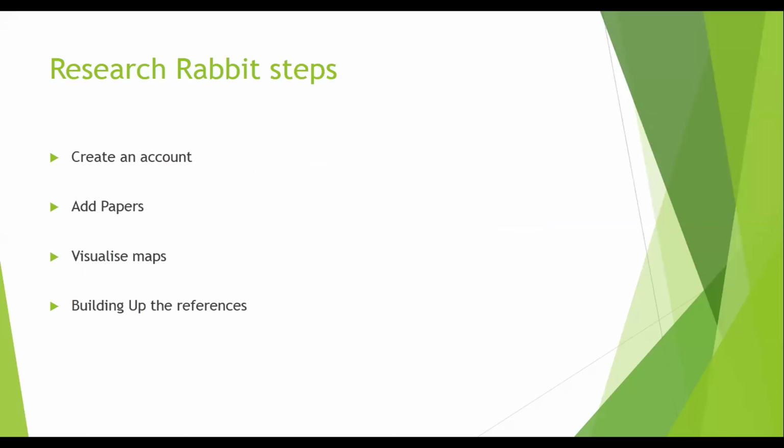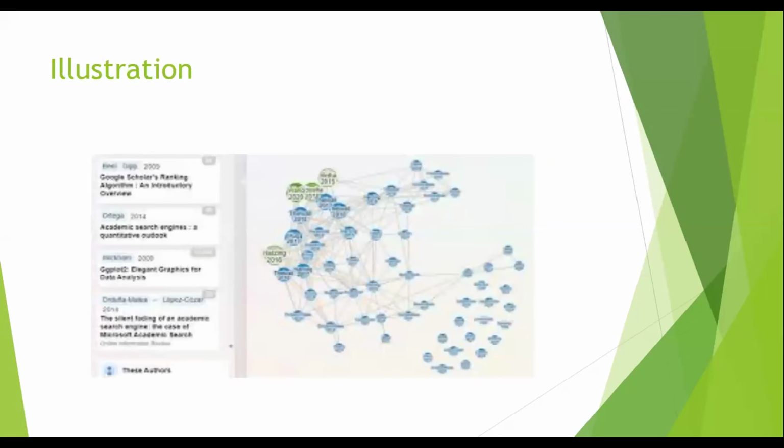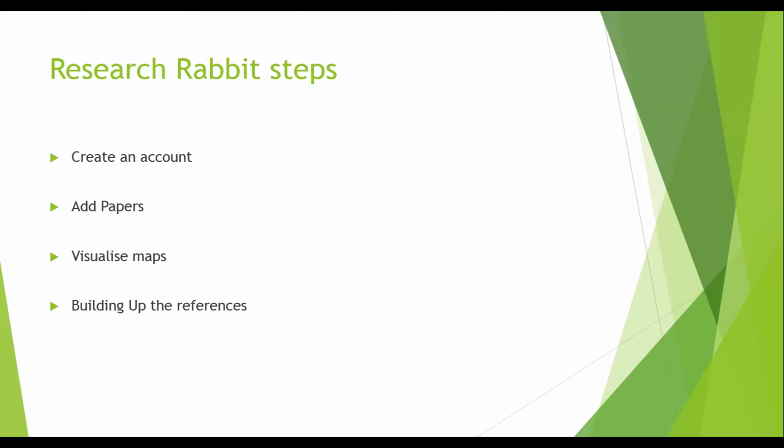In order to use this tool, you have to start off by creating an account. You add the seed paper. Then you get a visual map. This visual map will enable you to build up references. What do I mean by that? I hope the first 2 processes are clear. I'm sorry for the figure which is low on resolution, I'll just tell you the mechanism.